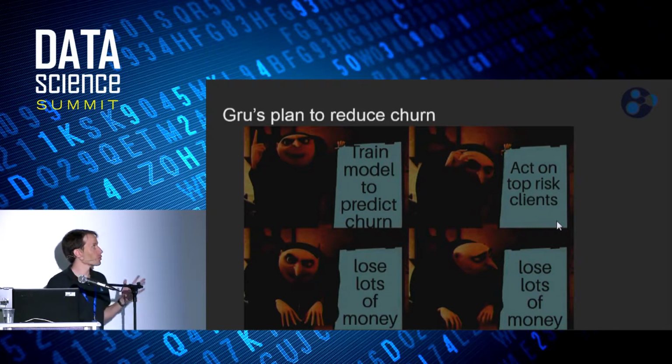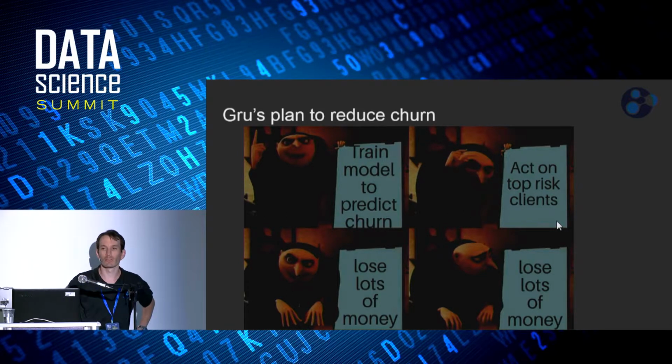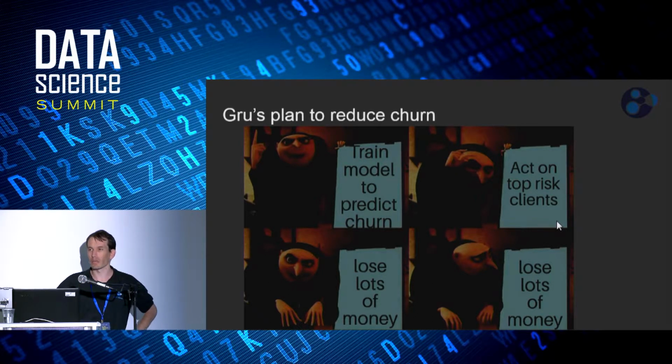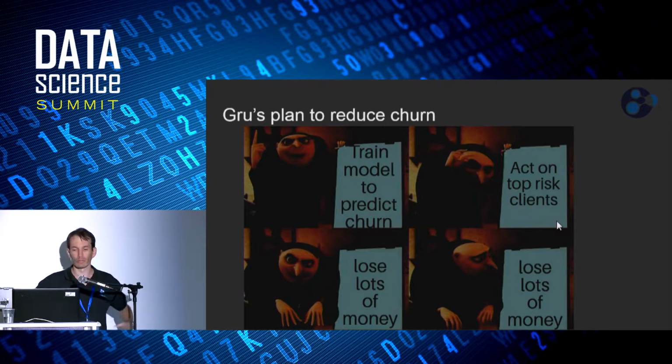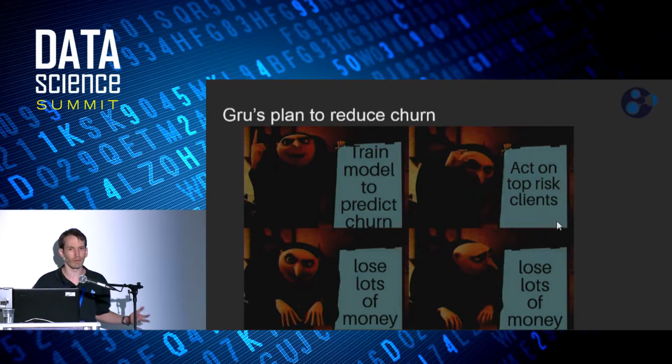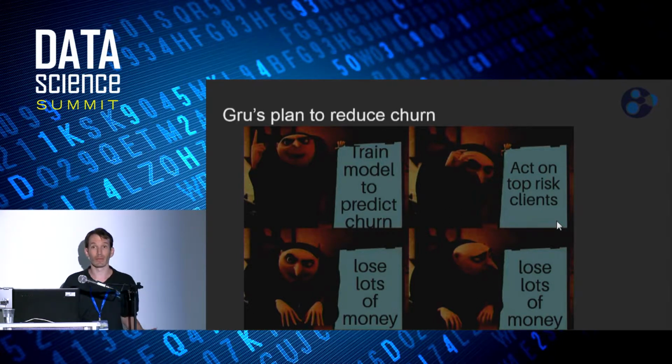We'll start with Gru. Gru, as you may know, after failing to steal the moon, changed to be a data scientist, and he has a very common problem of reducing churn. So his standard approach is train a model, find those most likely to be at risk of churn, then apply some preventative action on those with the highest risk score, and lose lots of money. And the question is, why does this amazingly accurate model cause us to lose money?